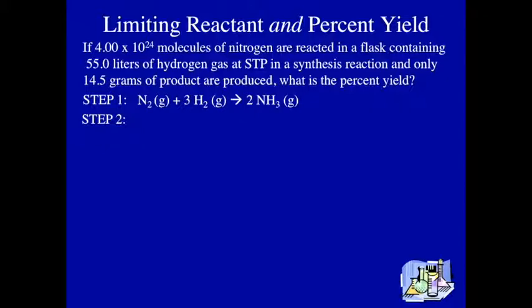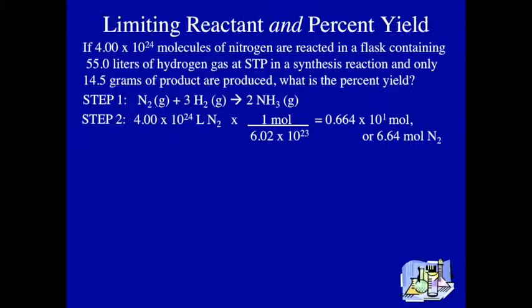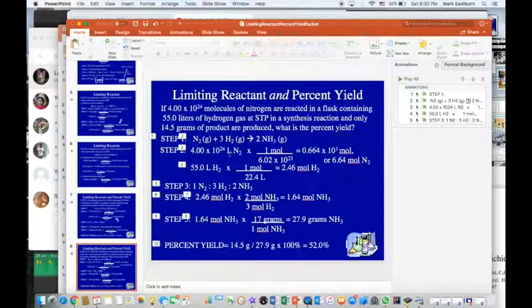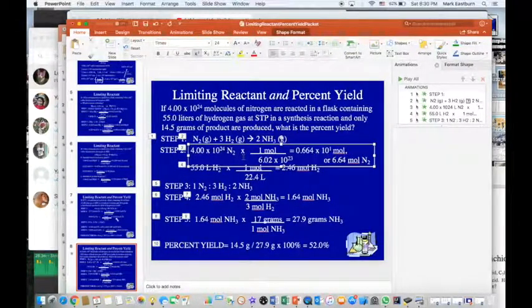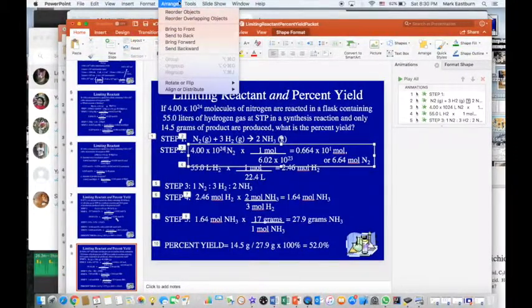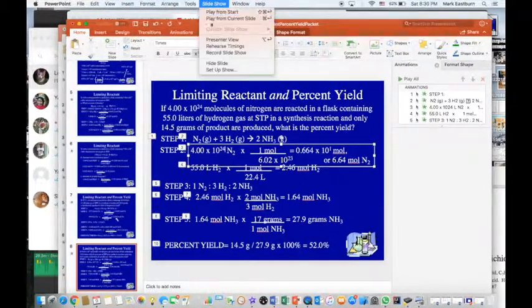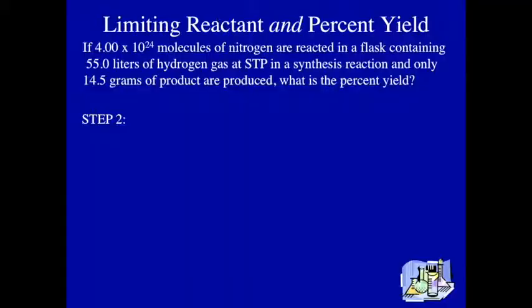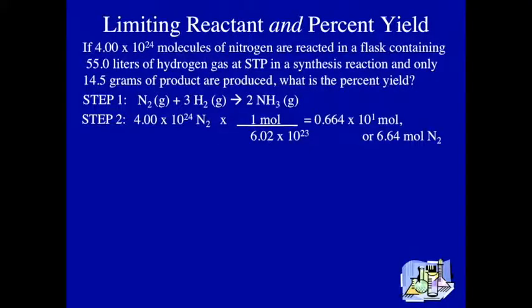Step 2, as we've always done, is to take our units and convert them into moles. And I see that I have a misprint here. I borrowed some of these and redid some of the slides, which means that some of my units I accidentally left. Okay. So I have 4.00 times 10 to the 24th molecules of nitrogen.